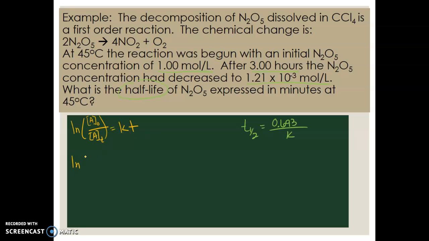So natural log of 1.00 moles per liter divided by the final concentration, which is 1.21 times 10 to the negative third moles per liter, is equal to k, and our time is 3 hours. Now, the total time is 3 hours, but we want to find the half-life expressed in minutes. So I'm going to take 3 times 60 minutes to get our time in minutes, which is going to give us 180 minutes. Now, solve for k.